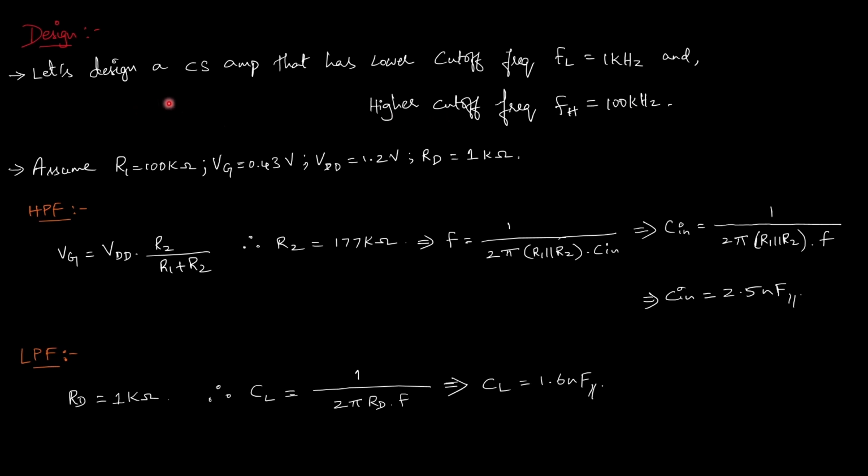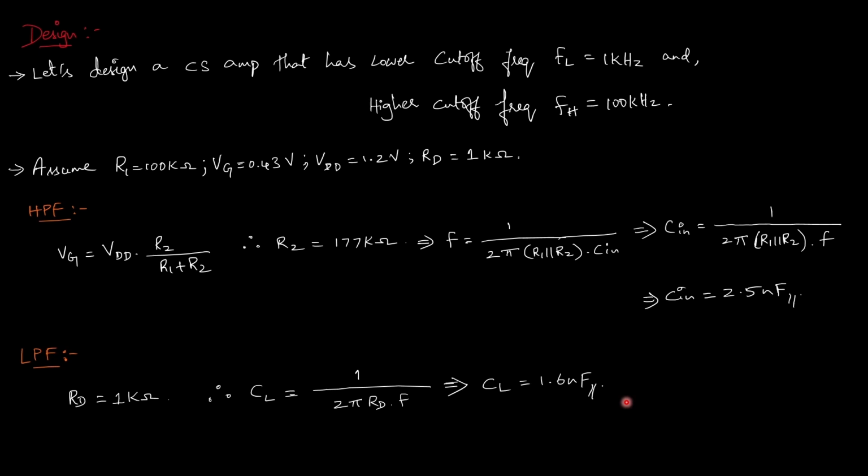Now let's design a bandpass amplifier having a lower cutoff frequency at 1 kHz and a higher cutoff frequency at 100 kHz. And let us assume R1 to be 100 kilo ohms, VG to be 433 millivolt, VDD is 1.2 volt and RD is 1 kilo ohm. Substituting these values, we found R2 to be 177 kilo ohm, and by substituting it in the RC frequency formula, we get Cin to be 2.5 nanofarad. And similarly for the low-pass filter, we substitute the value of 1 kilo ohm in the RC frequency formula and we get CL to be 1.6 nanofarad for the higher cutoff frequency.